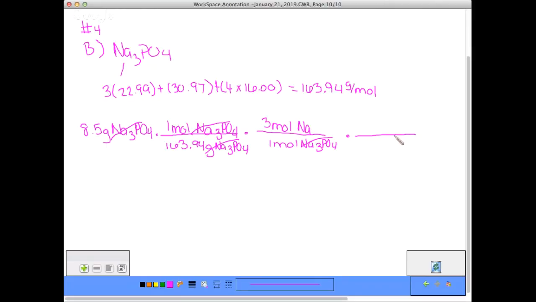And then what I know is that if I have 1 mole of sodium, that 1 mole of sodium is 22.99 grams of sodium. And so those units cancel out. And so then I could solve this problem, and what I would end up getting is 3.6 grams of sodium. So if I had 8.5 grams of sodium phosphate, 3.6 grams of that would be due to sodium.